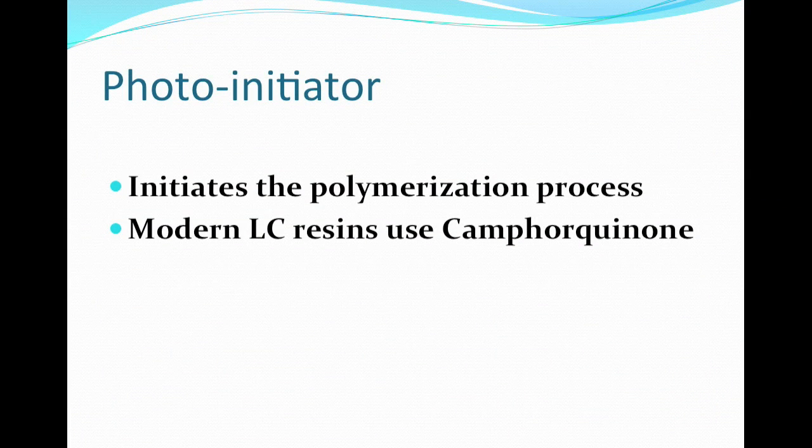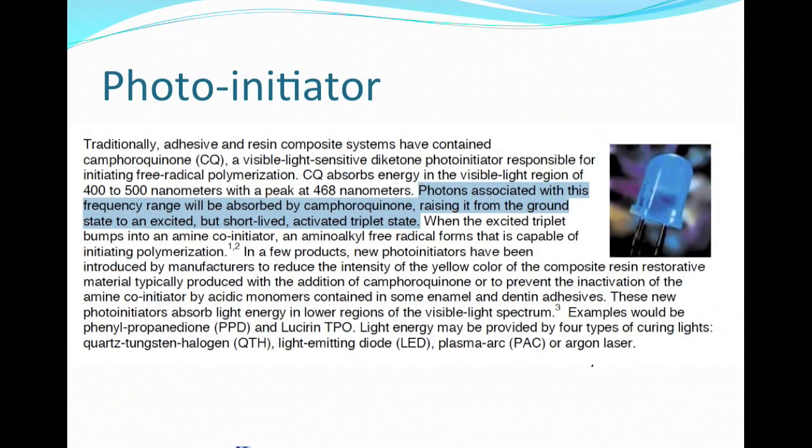Okay, photoinitiators. Clearly they initiate the polymerization process, and a modern example is camphorquinone. So I think what's interesting and important is that this gets activated within the range of normal visible light. You can see here around about 468 nanometers. Photons associated with this frequency range are absorbed by the camphorquinone, and it raises it from the ground state to an excited state. And that is what initiates the process of polymerization.